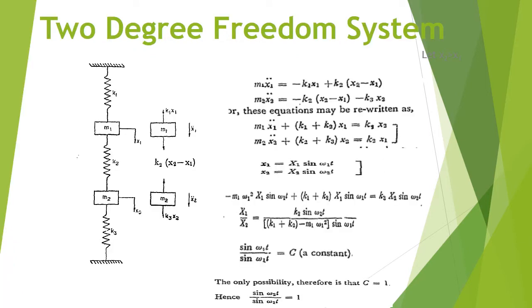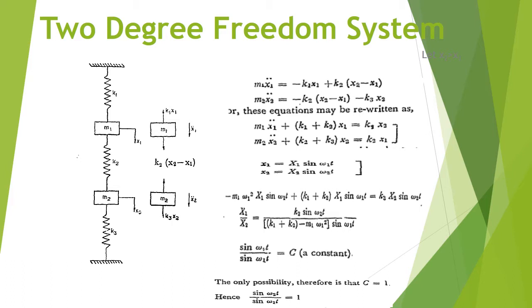Here we are taking a spring mass system. Here two masses m1 and m2 are connected with three springs k1, k2 and k3. Masses m1 and m2 have been excited by displacements x1 and x2. So the free body diagrams of these two masses are shown in the slide.